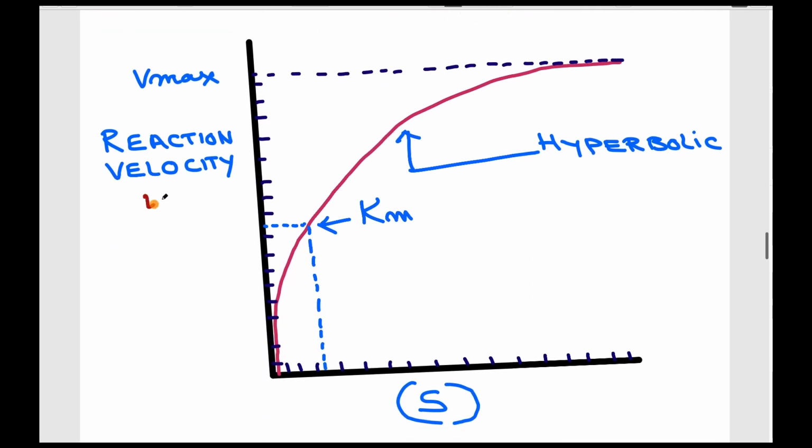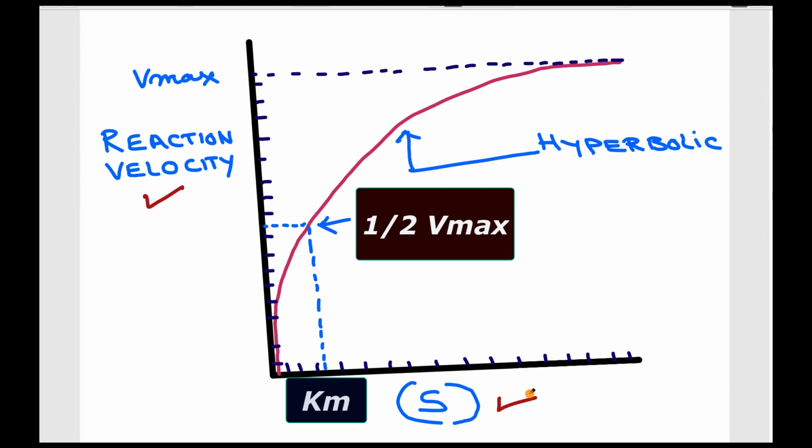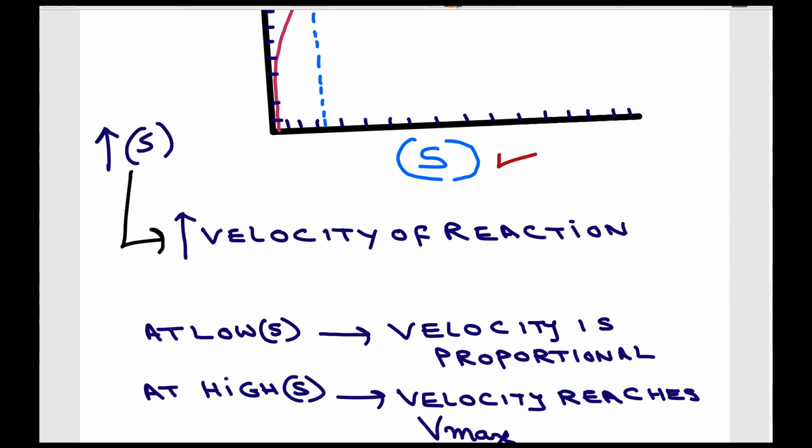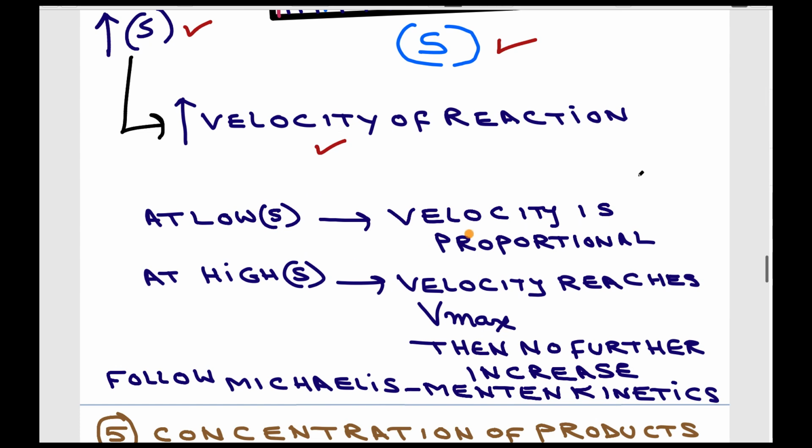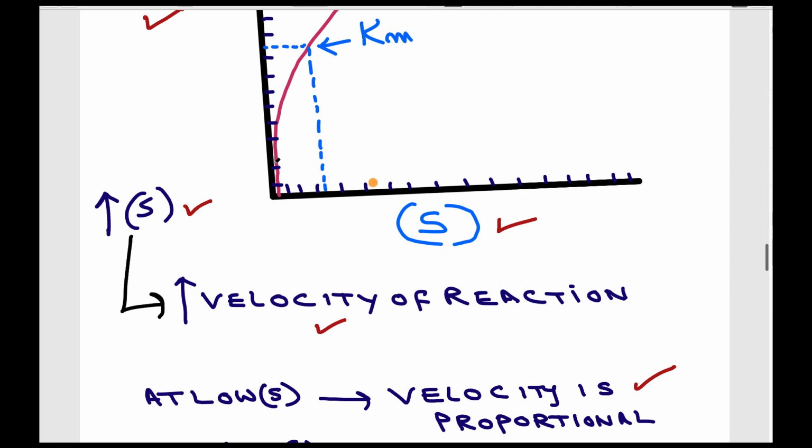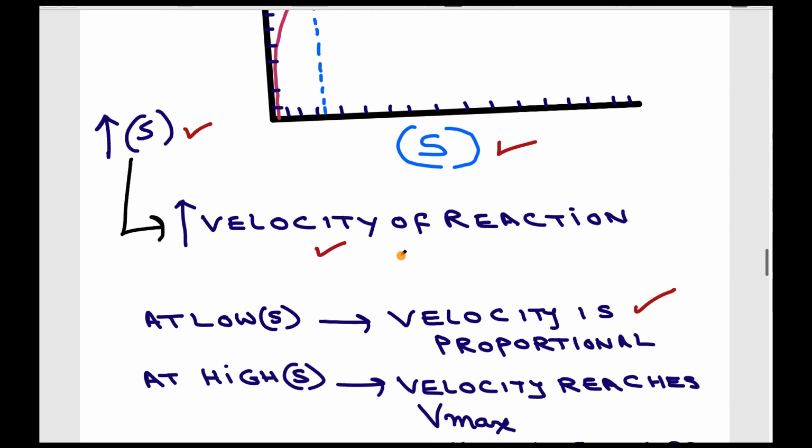So here, the reaction velocity and substrate concentration. When you increase the substrate concentration, the rate of reaction will increase up to a certain level where enzyme molecules are available. After that, even if you increase the substrate concentration, the rate of reaction will not change. So let us see, at low substrate concentration, velocity is proportional.